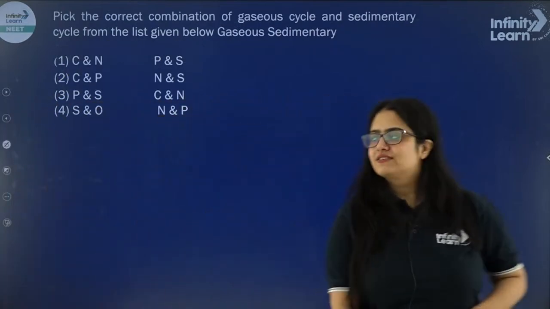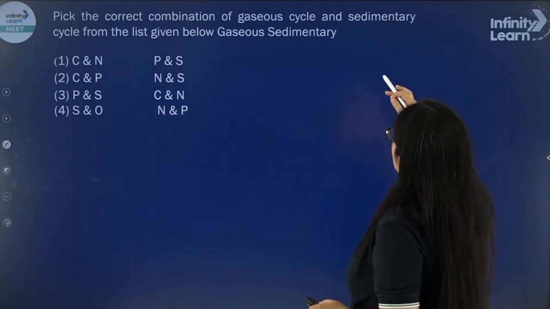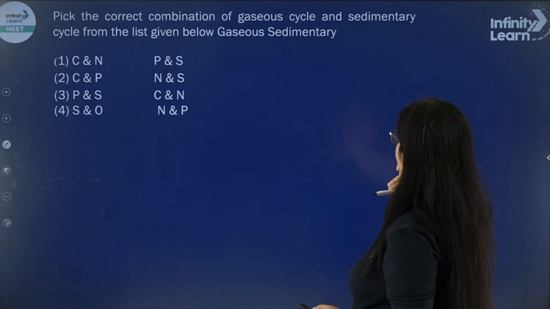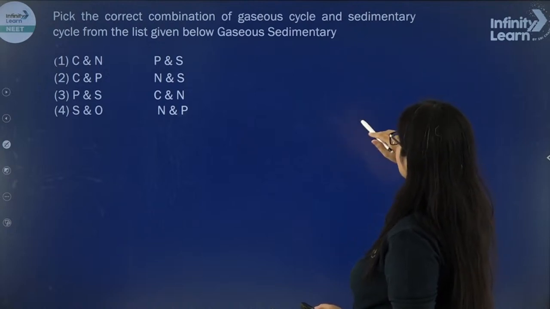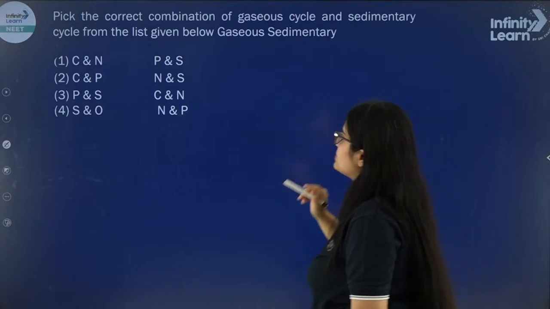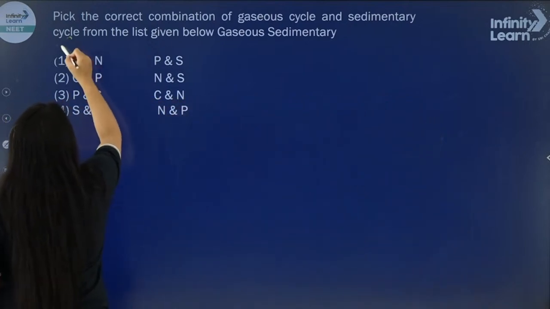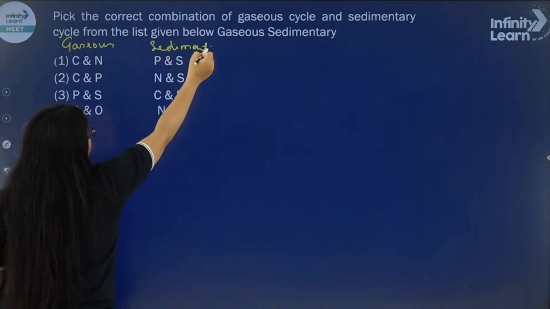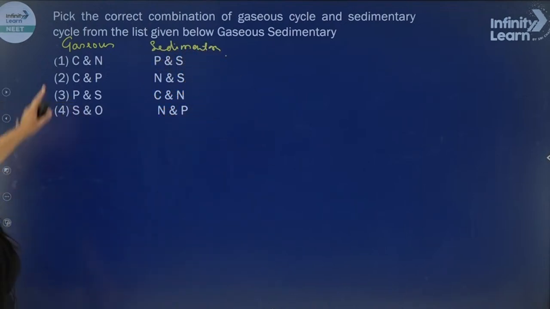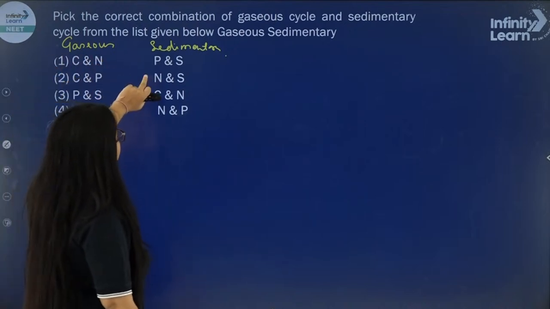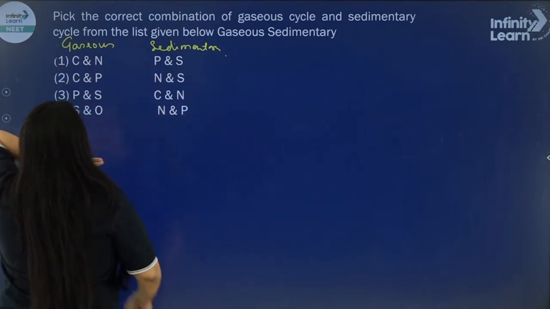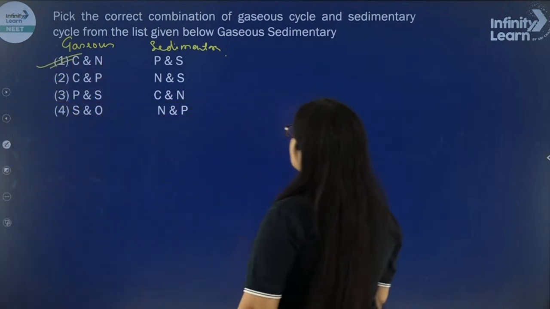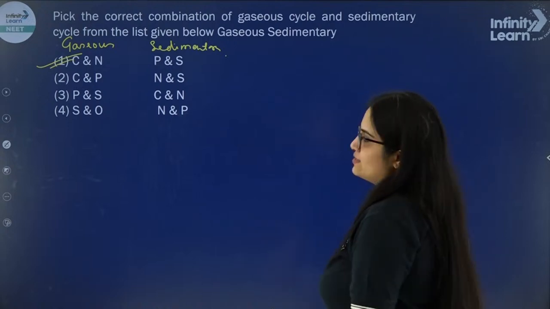Next question, my lovely kids. Pick the correct combination of gaseous cycles and sedimentary cycle from the list given below. So gaseous or sedimentary, you have to tell. Gaseous and sedimentary from the list given below. Okay, so what happened in this, kids? Let me tell you. Here gaseous was to come and here sedimentary was to come. So there is an alignment error in it. So which one is gaseous? Carbon and nitrogen is gaseous, right? And which is sedimentary? Phosphorus and sulfur is sedimentary. Very right. Carbon and nitrogen gaseous, phosphorus and sulfur is sedimentary. I hope this much is pretty simple and clear.